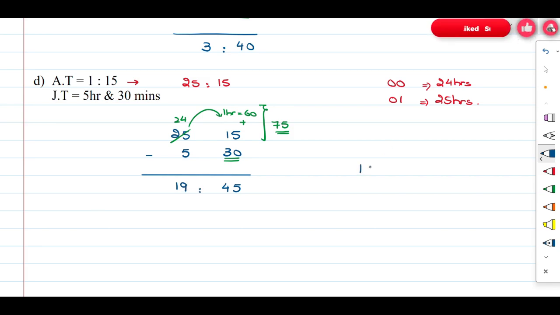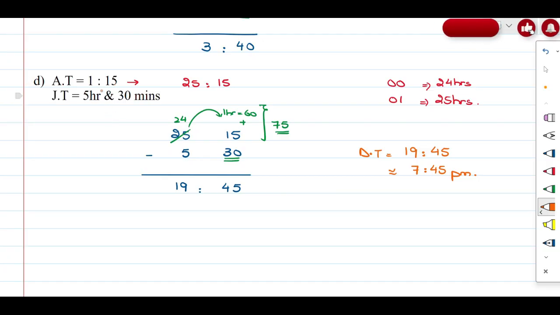So we can say the departure time is 19:45. Okay, 19 is basically 7:45 p.m. At 7:45, the train leaves the station and it arrives at midnight 1:15.